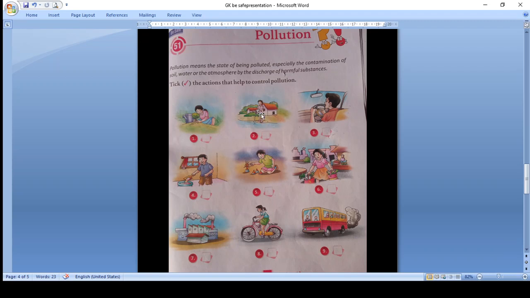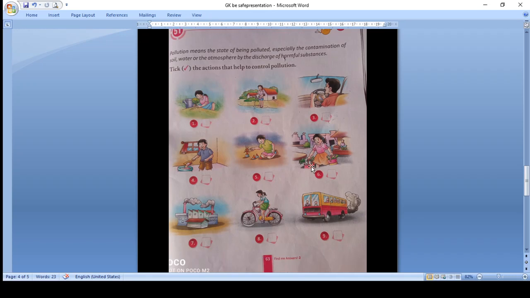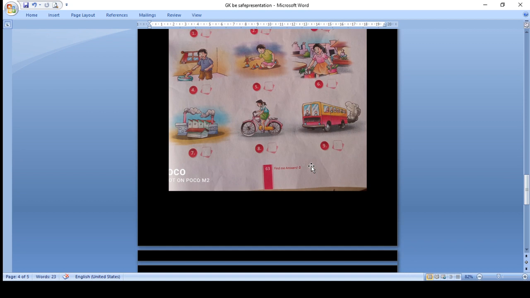Don't throw the dust here and there. We have to throw it in a dustbin. This is all creating air pollution. So use a bicycle, so no smoke. Then she is using a homemade cloth bag instead of plastic bags, right? So this is also a very good idea to control the pollution. The main thing, right, the main thing is to control the pollution with the help of trees. So please grow more and more trees, right?